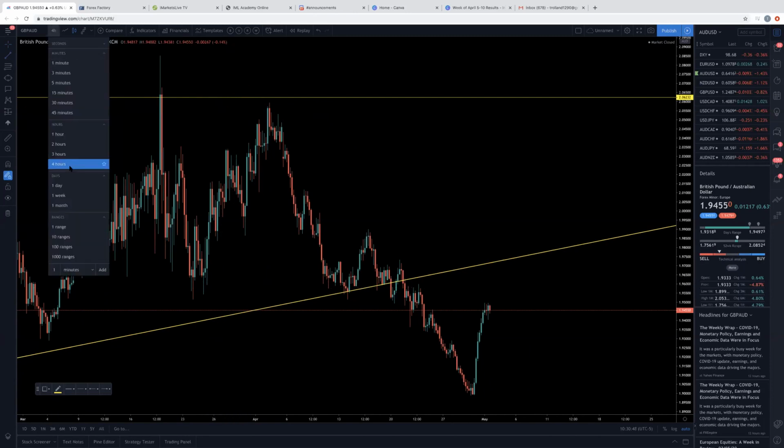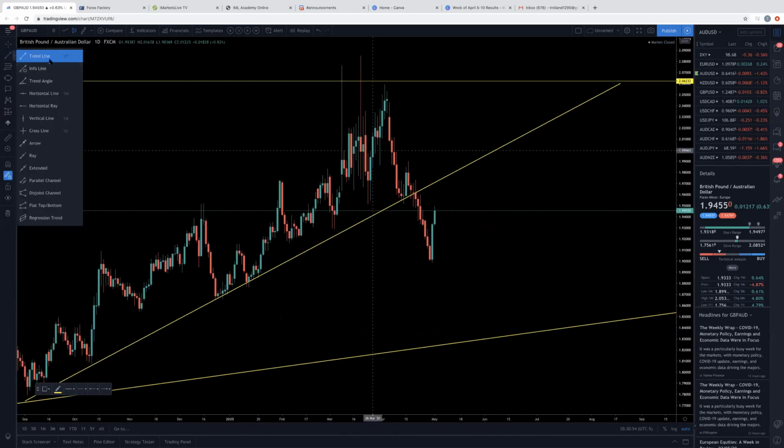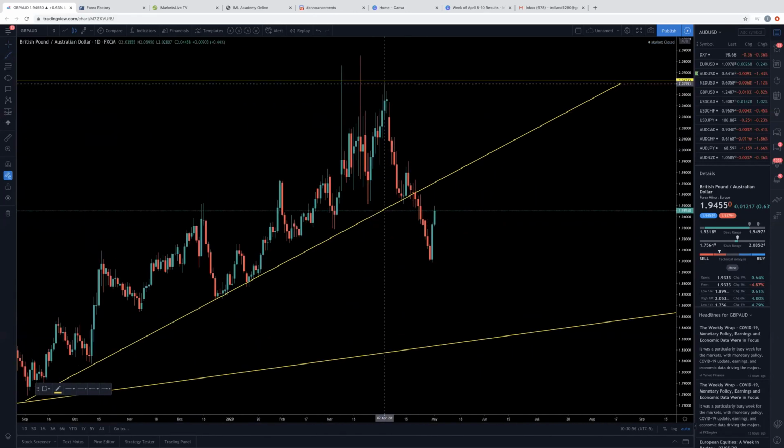Downtrend. Matter of fact, I'm sorry. Let me go back to the daily real quick. I wanted to show you all something. So with that being said, that broke through. We got this impulsive move. It broke through this trend.